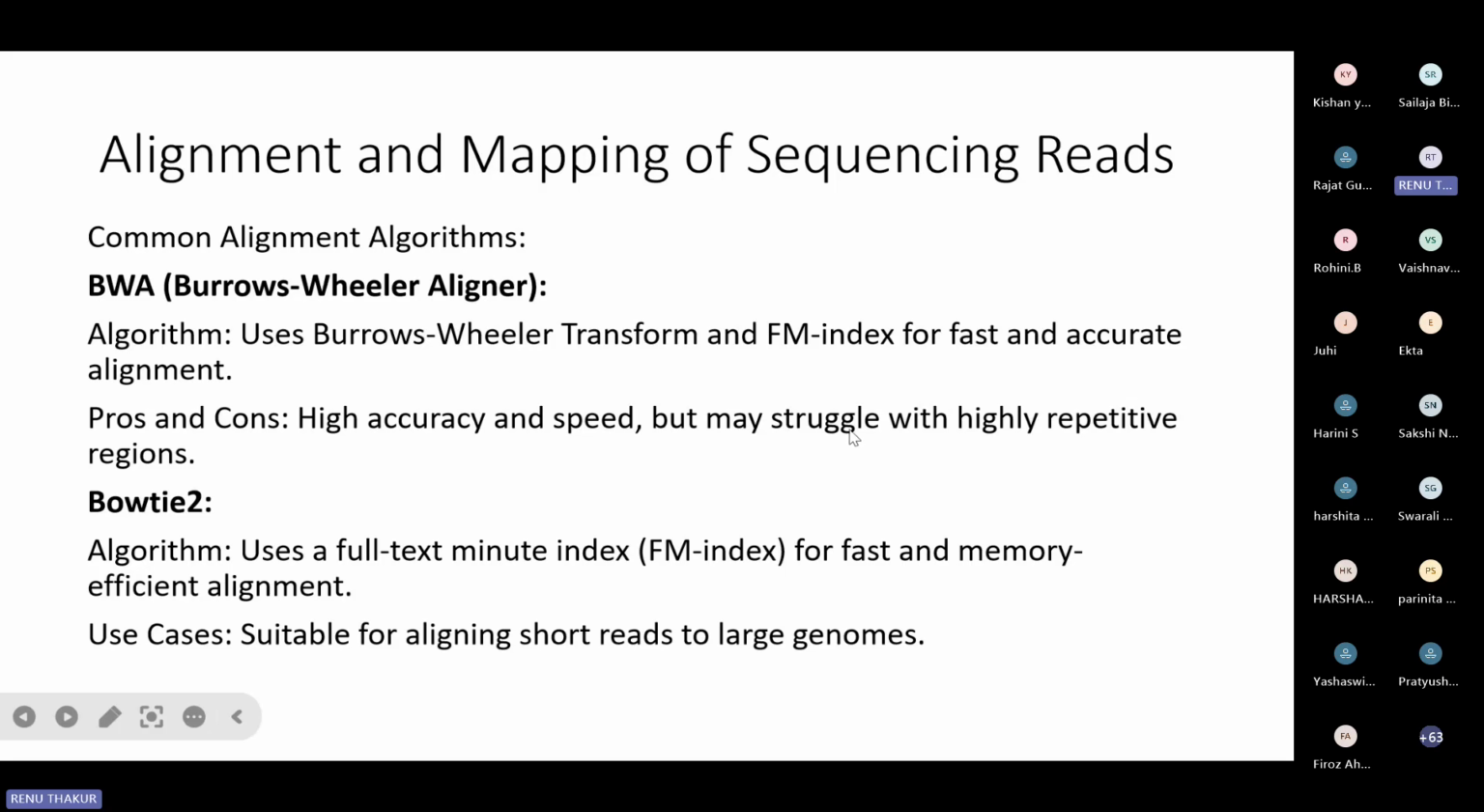And Bowtie is also one of the same kind of tool, but we don't have that high repetitive region, that kind of struggle, in Bowtie. Okay, it uses a full text minute index for a fast and memory efficient alignment. So it aligns and maps the sequence.